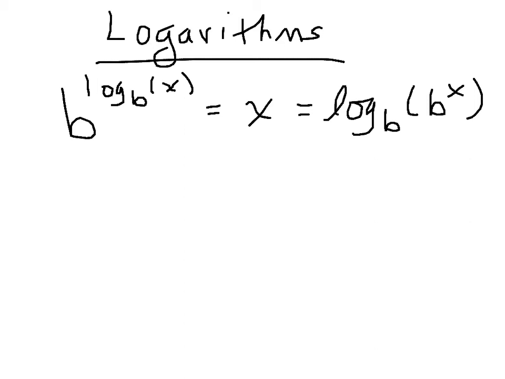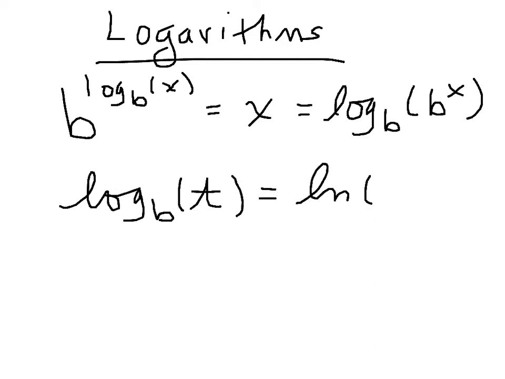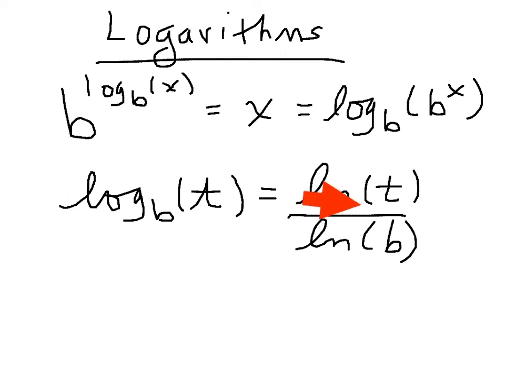We also want to understand that the change of base formula works like this. If I have the log base b of t, that can be written in terms of the natural logarithm as ln of t over ln of b. And really there's nothing at all special about the base here. It might as well just have been log base 3 or log base 7 or log base anything.